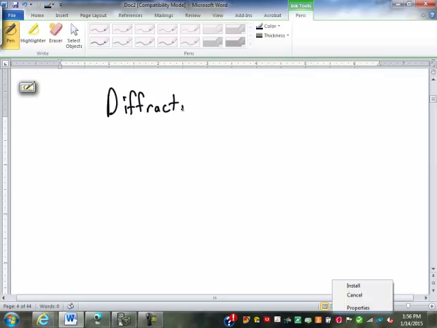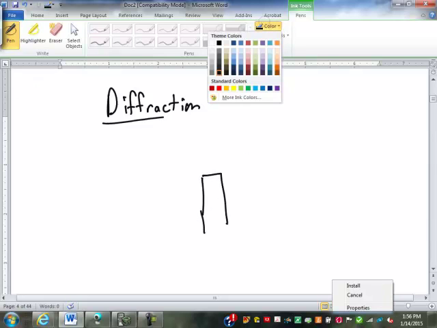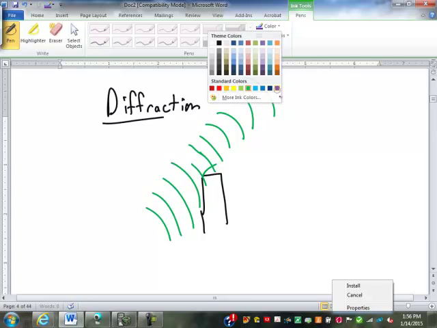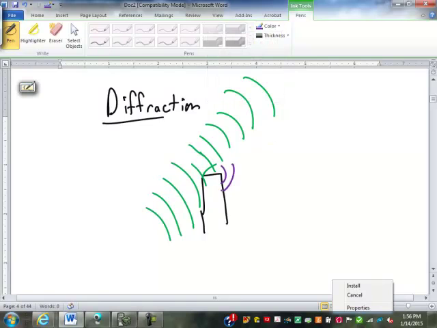Diffraction is light still bending but not changing mediums. It's going around the edge of an object. So if I send a ripple in here and it hits the edge of the object, this part of the wave will keep going. But here it's going to bend around the edge like this. Now it's going to be a lot less intense than what it was before, but this is going to act almost like a new source of a wave.